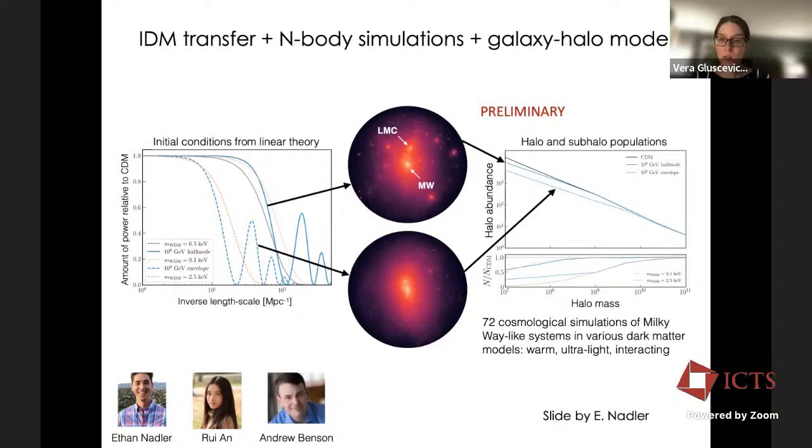So the hope is that we can then translate these simulations into halo abundance that's shown on the right. This halo abundance will see a suppression at the low mass end, and that will lead to a suppression of the luminosity function in the Milky Way satellite galaxies. And the hope is that we can push the bounds on these models further using these N-body simulations.